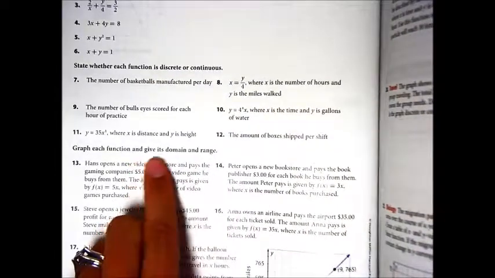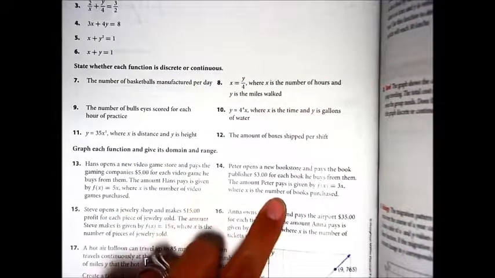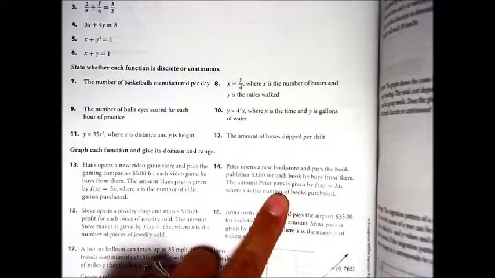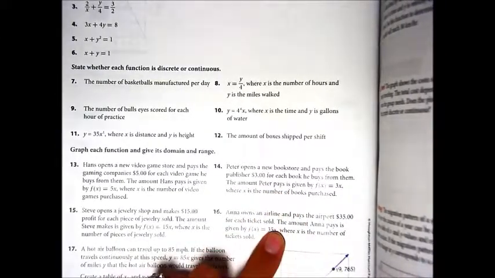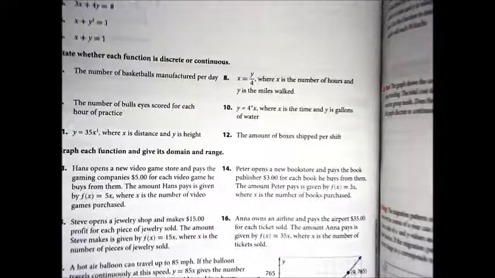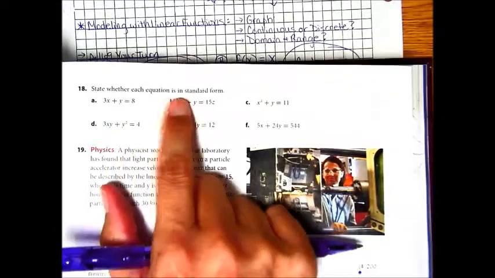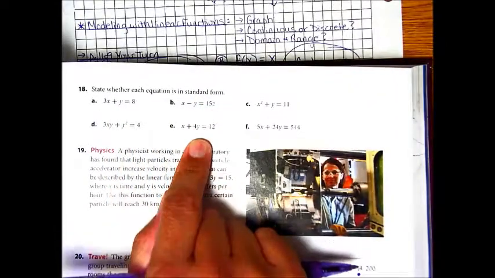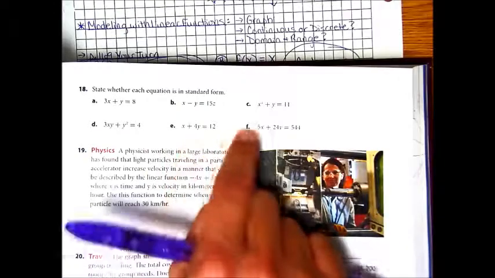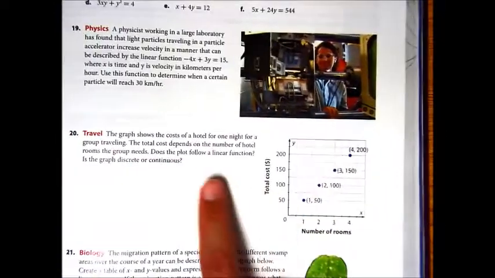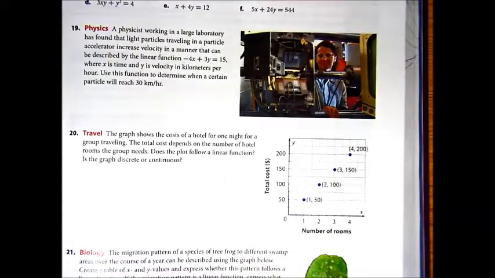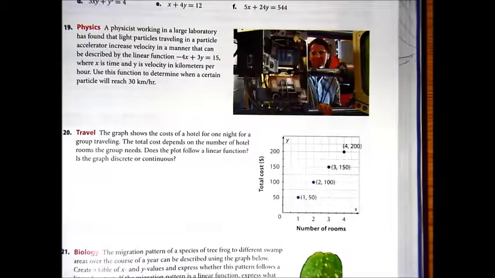14 through 20, you're going to do evens. So these say graph each function and give its domain and range. So these are like your word problems where you should be deciding what style of graph to do and write the domain and the range appropriately. 18, state whether each equation is in standard form. So look at that front page of your notes and decide whether these are in standard form or not. And then 20, they've already graphed it for you. You just need to answer a couple of easy questions at the end. So hopefully this helps out and we all understand lesson 5.1.